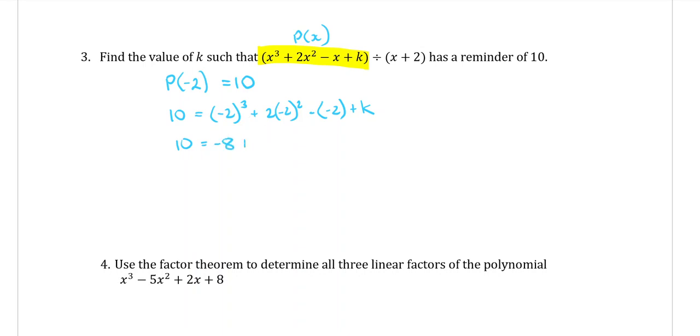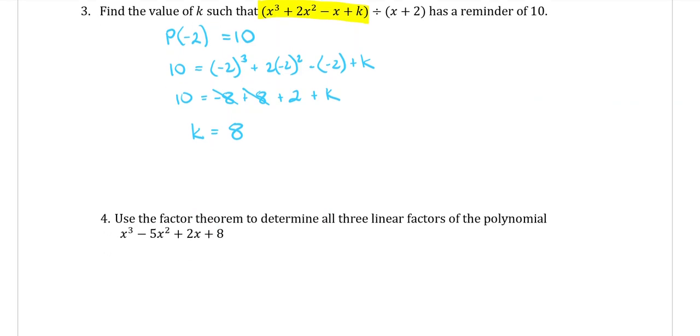Negative 2 squared is 4 times 2 is 8. And minus 2 makes it plus 2, and then plus the k. So minus 8 plus 8, they will disappear. And then I'm going to move the 2 across to the other side, and I will get k is equal to 8.